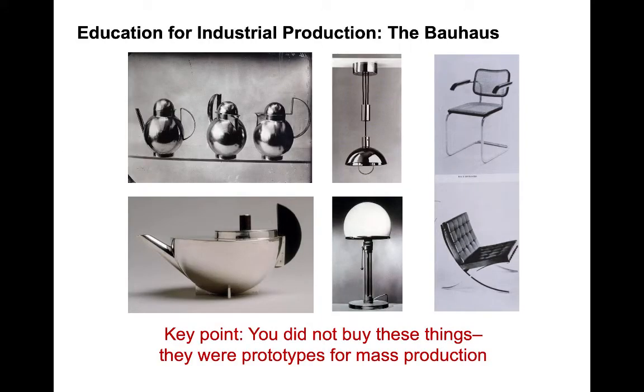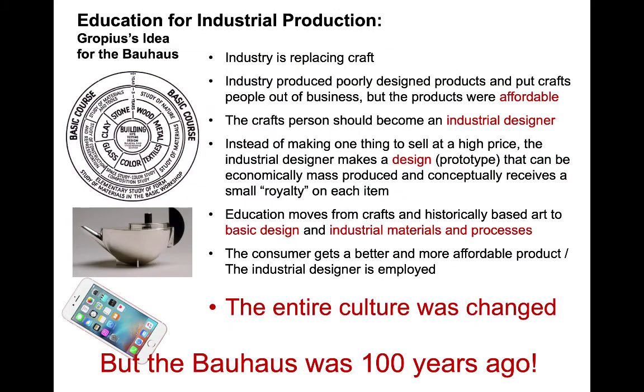The Bauhaus was not making things for you to buy. They were prototypes for mass production. Now I'll pause a moment on this slide of what the Bauhaus was. So Walter Gropius observed that industry is replacing craft. Industry produced poorly designed products and put craftspeople out of business, but what they made was affordable. So Gropius said the craftsperson should become basically an industrial designer.